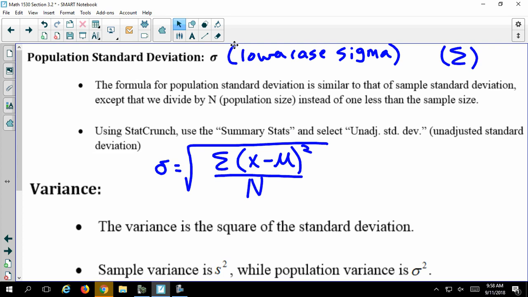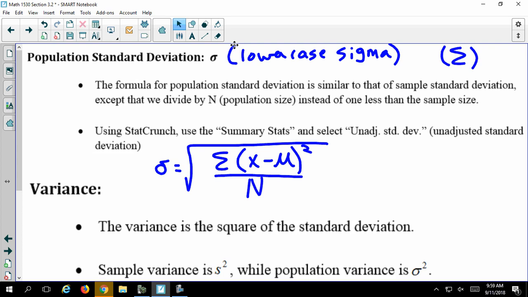The reason is your population sizes are usually so large that subtracting 1 doesn't do a whole lot to the calculation, so we just throw it out. Okay. The sample standard deviation, the n minus 1 helps you get that sample standard deviation closer to the population standard deviation. But when you're calculating the population standard deviation, you don't subtract 1.